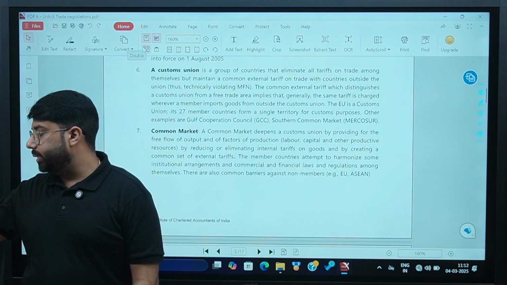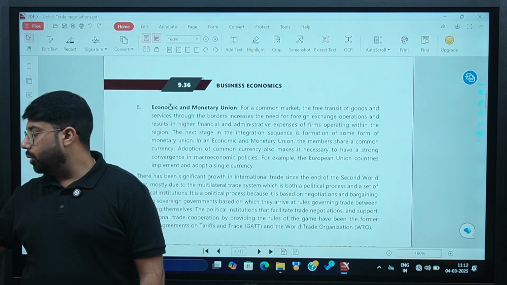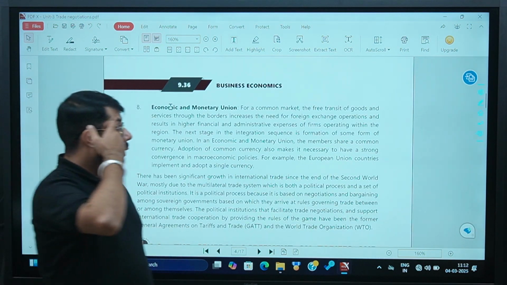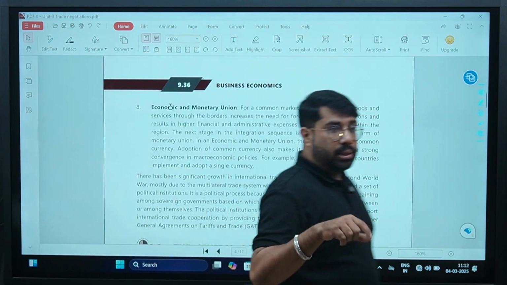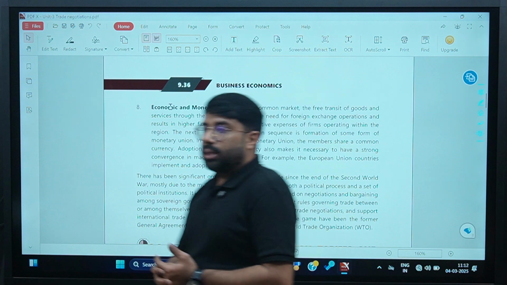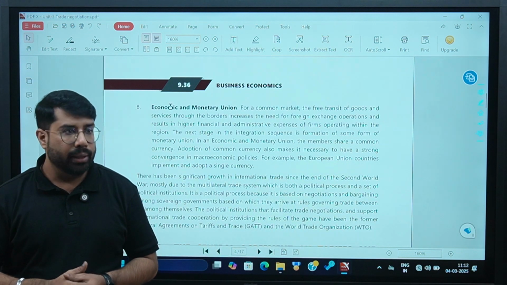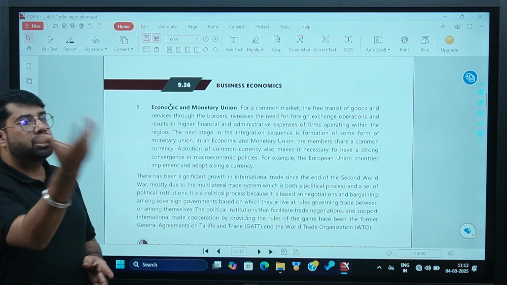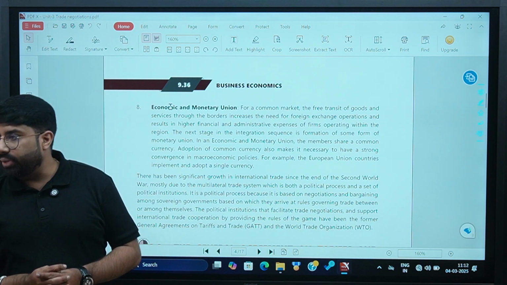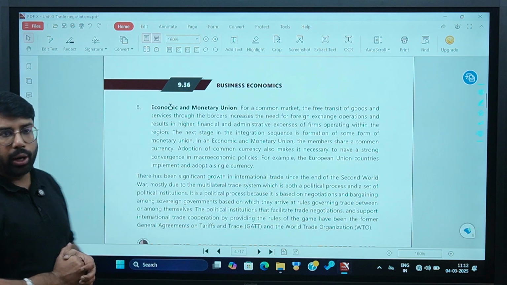Last RTA says economic and monetary union. E and MU we call it. Now we were discussing that whenever there is a trade between two countries, they need foreign exchange to do the trading. Yes or no? Now, which currency will be used to do the foreign exchange? What will be the supply of that currency? That thing will be decided by E and MU, Economic and Monetary Union.